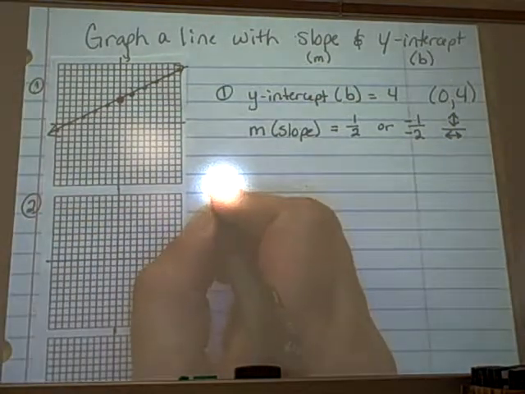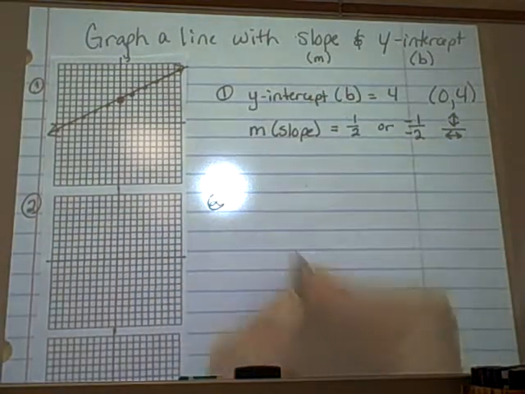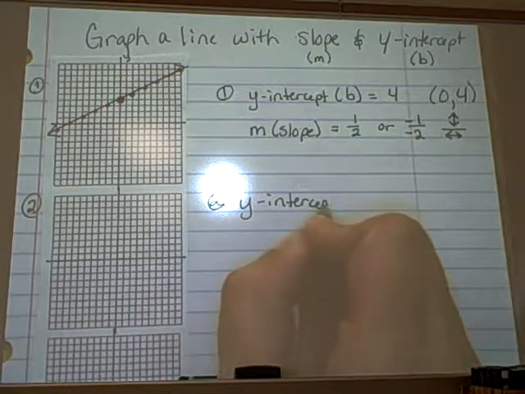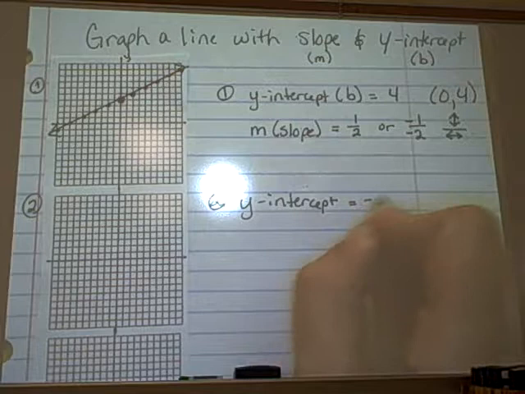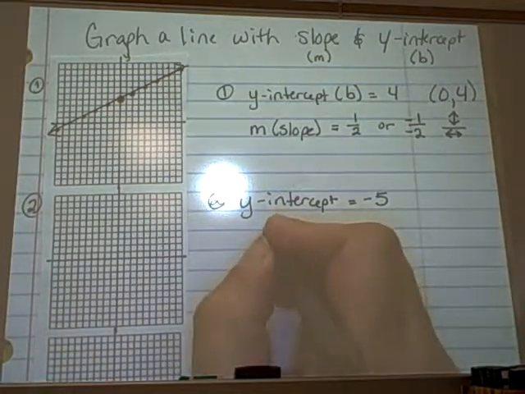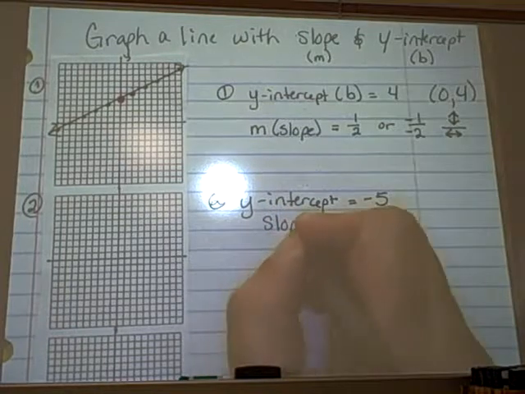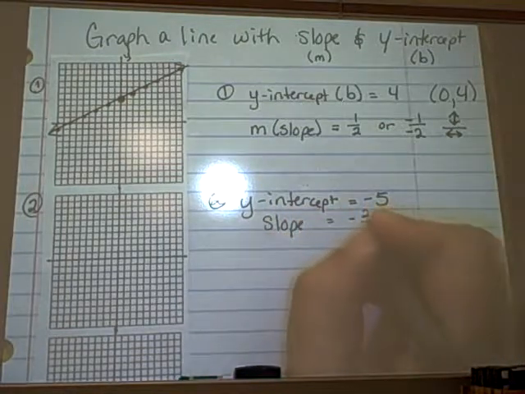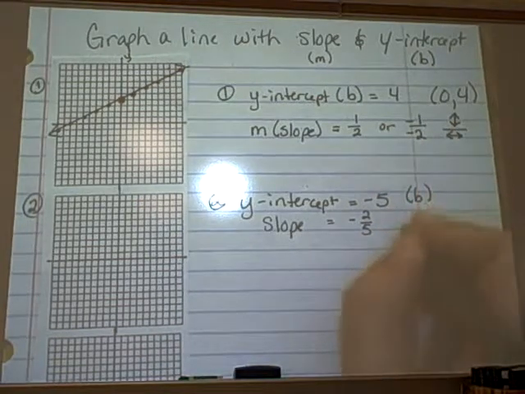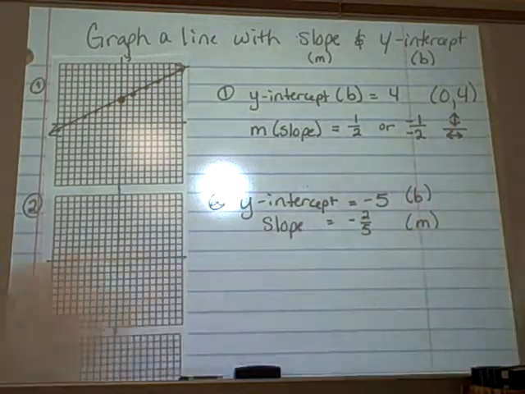Number 2. Y-intercept is -5. Slope is -2 over 5. Now remember, y-intercept is b, slope is m. That's going to be really important in just a minute.